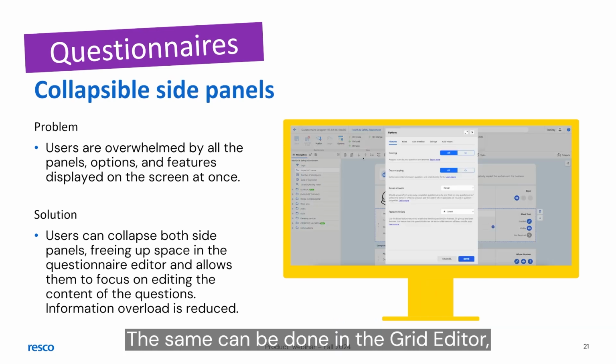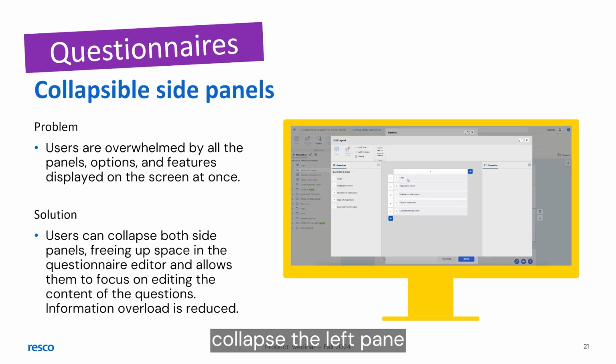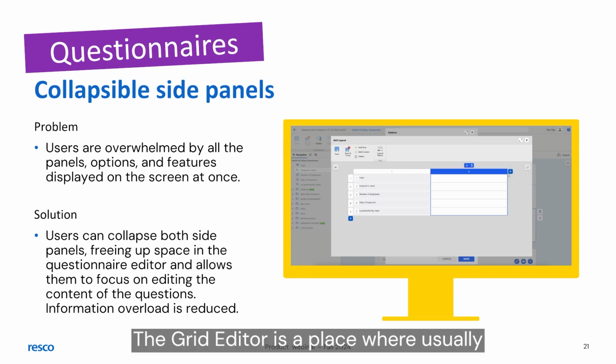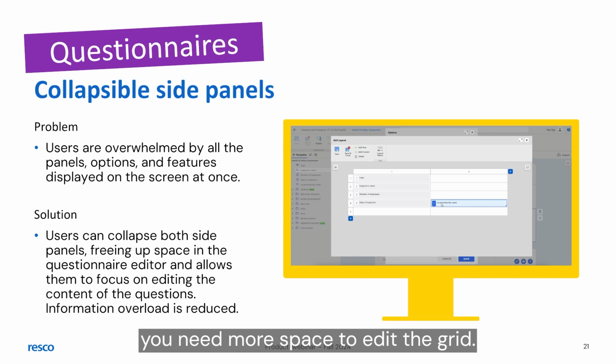The same can be done in the grid editor, where the user can collapse the left pane and the right pane as well. The grid editor is a place where usually you need more space to edit the grid.